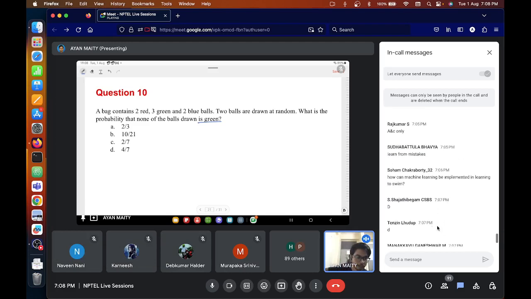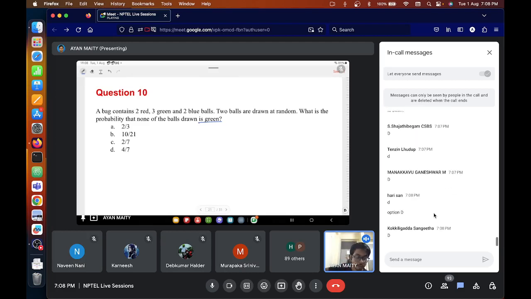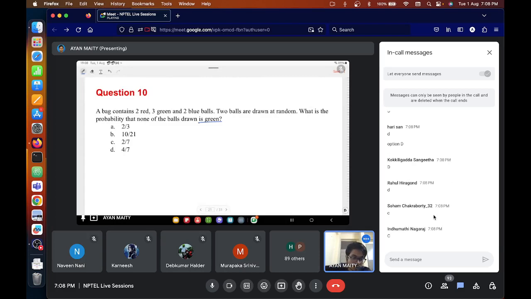I have already received many answers, sir. Most of the answers are D. Shoham Chakravarti is saying C. Indumati Nagaraj is saying C. Bhavik is saying C, 2/7. Option C, Jayant is saying option C. Anamika Das is saying option C. Apeksha is saying C. Durga Prasad is saying D. So most of you are saying C, but some of you are also saying D.